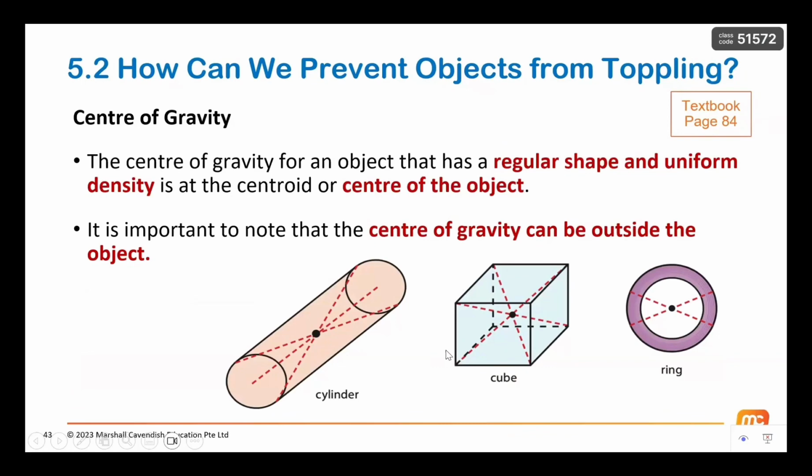So you can take a look over here. I have 3 different shapes. These 3 different shapes are regular shapes. So I have a cylinder. The center of gravity will be exactly at the center. I have a cube. So the center of gravity will be exactly at the center. And over here, I have a ring. You cannot balance the ring at any other point except at the center. But just take note, the center of gravity can be outside of the object, like in this case, the ring. The center of gravity is outside of the ring at the center over here.